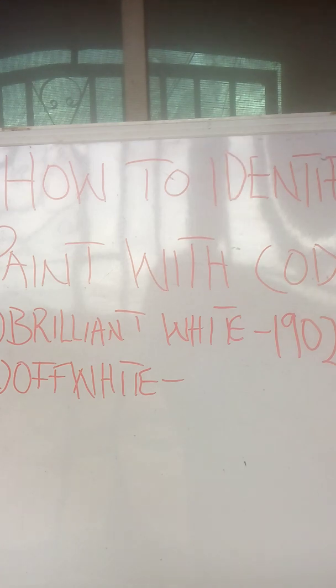So when you tell the pen seller, I want brilliant white, the pen seller is sure of exactly what you are looking for. When you tell the pen seller, I need 1902, the pen seller, without much ado, understands exactly what you are looking for. And so when you tell the pen seller, I need off-white, he knows exactly what you are looking for. So off-white is actually, as the name implies, off-white. A little variation from brilliant white. Just a little variation.